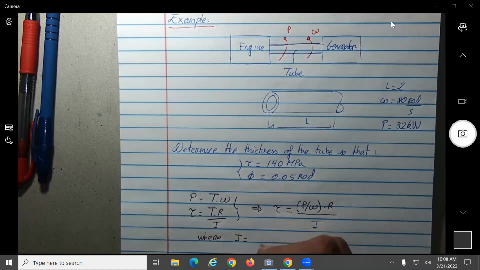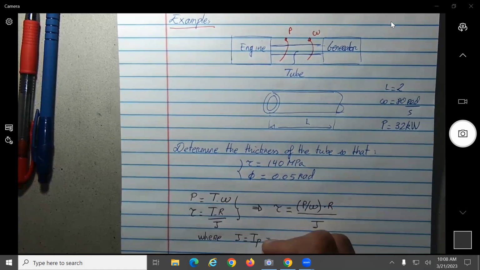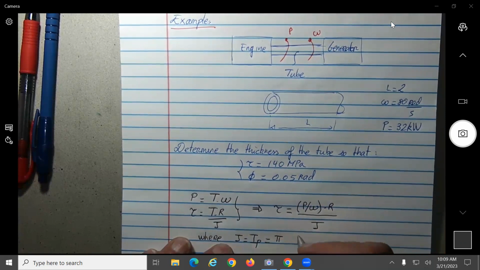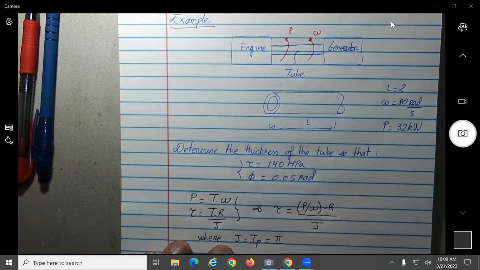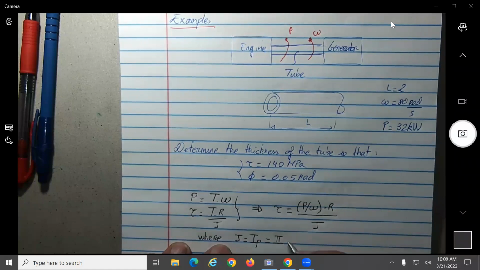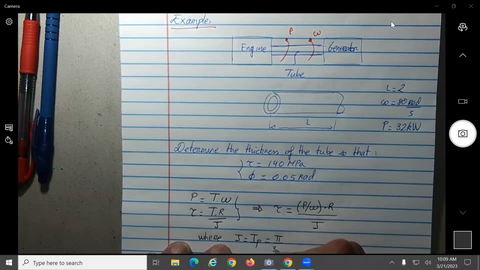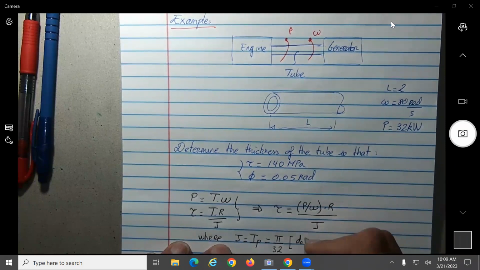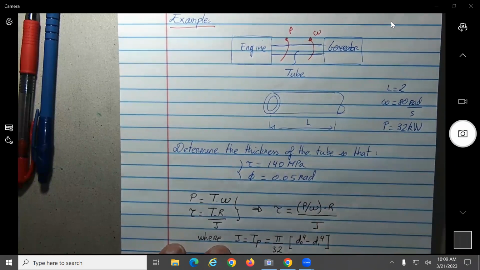J, I like to call it J personally, but some people call this I sub P, which is the polar moment of inertia. And the equation of this one, I'm going to look at it in function of the diameter. So in function of the diameter it is pi over 32, outside diameter to the power 4 minus inside diameter to the power 4.